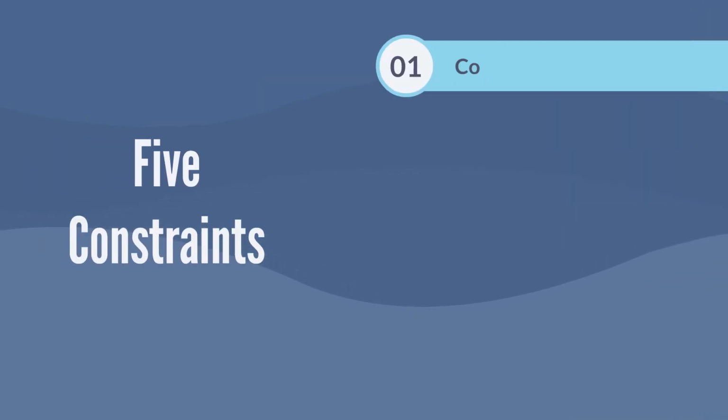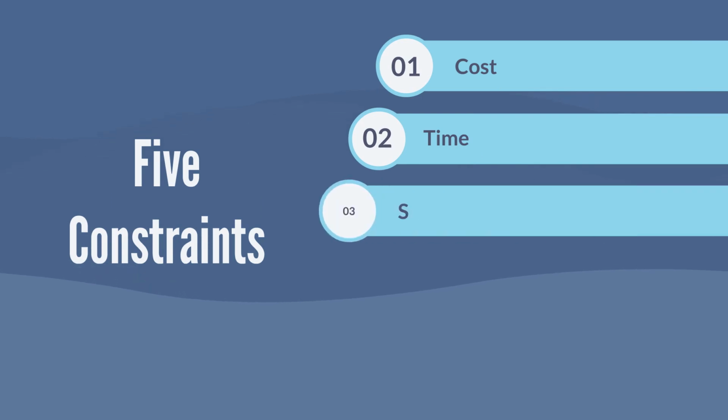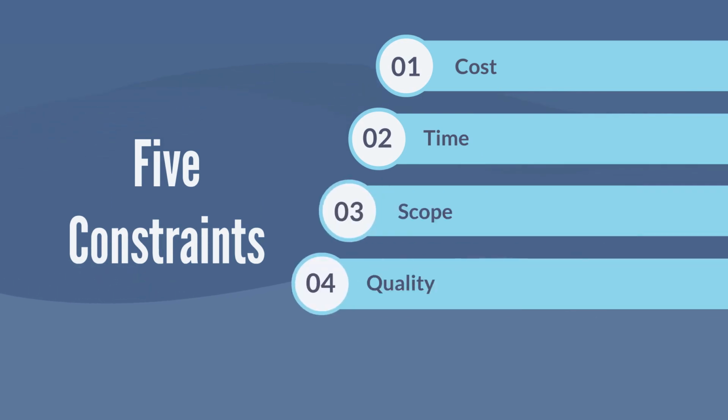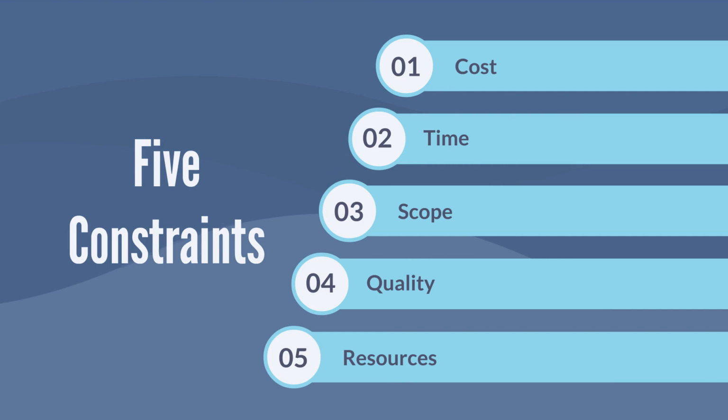Let's talk about 5 key constraints. First, we have cost. Every project has a limitation on the amount of money that can be spent to achieve its goals. Next is time. Every project has a deadline or targeted completion date. There is limited time to accomplish all of the tasks.